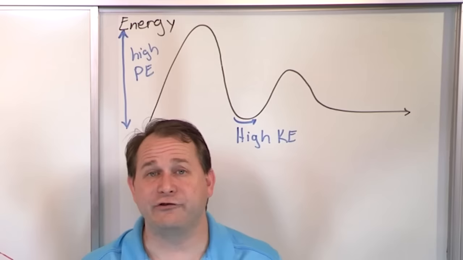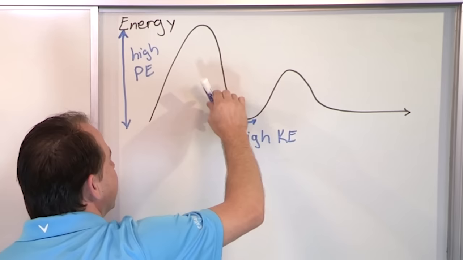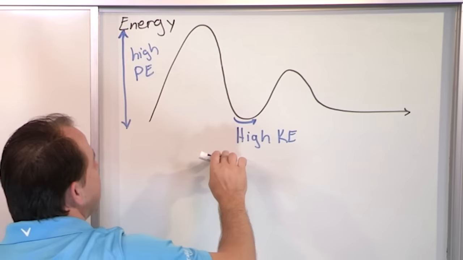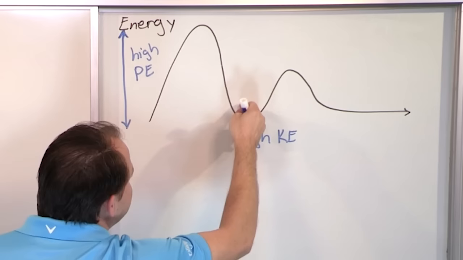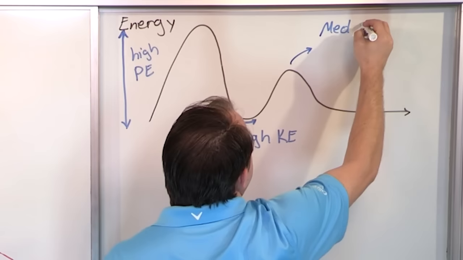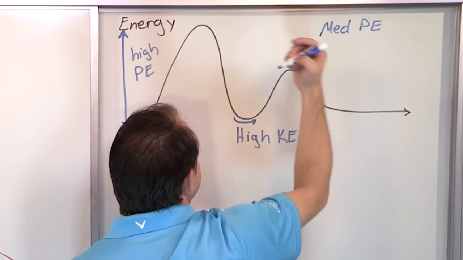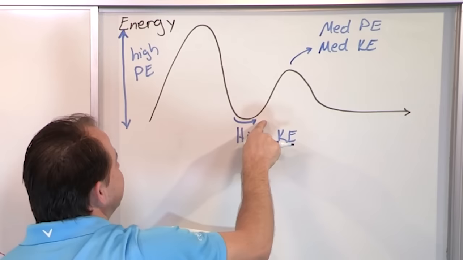So when you get to the bottom of the trough here in the roller coaster, you're going fastest. Up here, you're going slow. So you have very low kinetic energy here, high potential energy here, and it's all converted into kinetic energy. And then over at this part, what do you have? Well, you have medium potential energy, because you are a little higher off the ground, but not as high as here. And you have medium kinetic energy, because you're not going quite as fast as you were down here. You bleed off some of the speed.